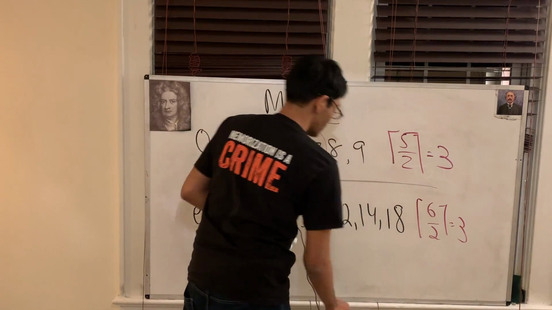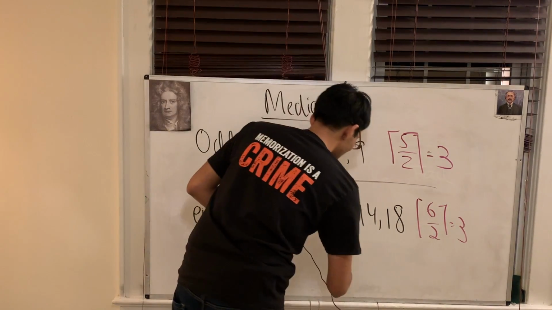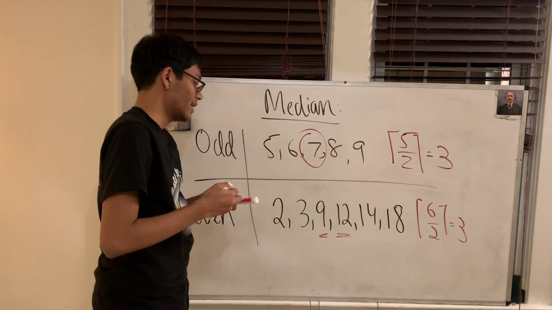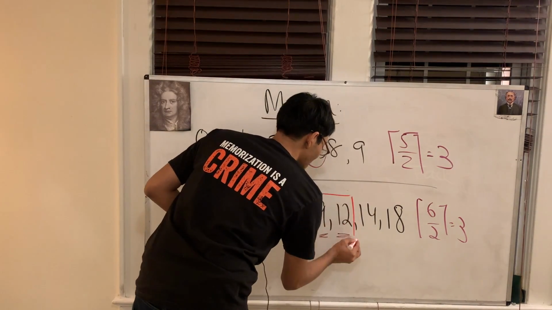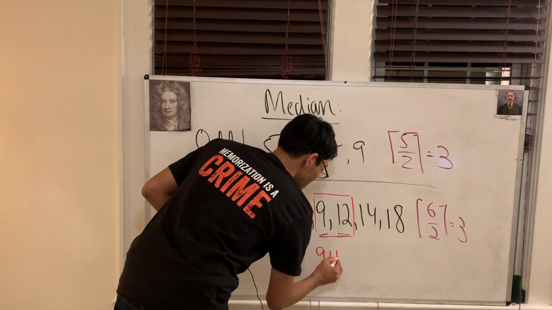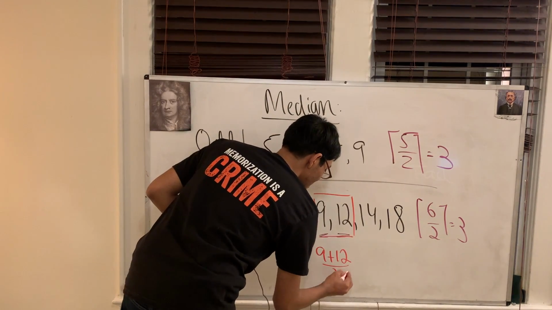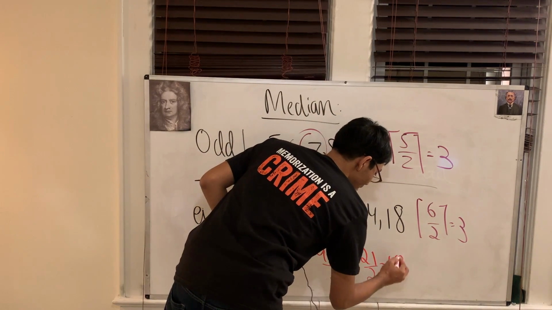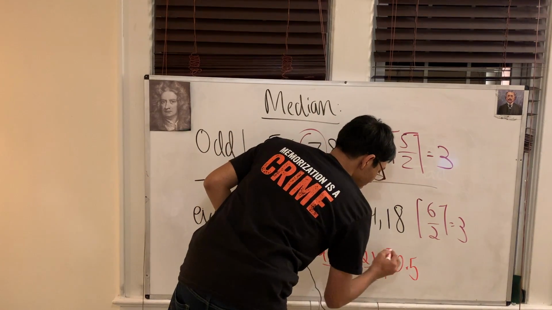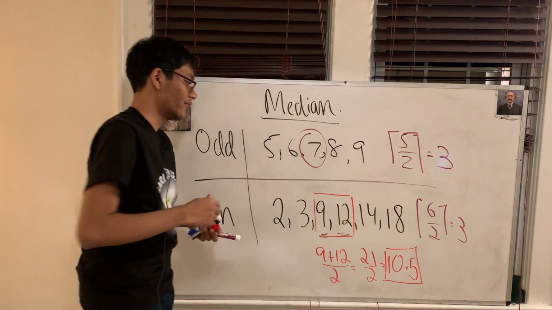So what do we do? Well, we pick the value adjacent to 9, and that's going to be 12. And now we're going to take the average of these two guys. What's the average of 9 and 12? Whatever it is, it's going to be the median of this data set. So it's going to be 21/2, which is basically 10.5. That's going to be the median of this data set.